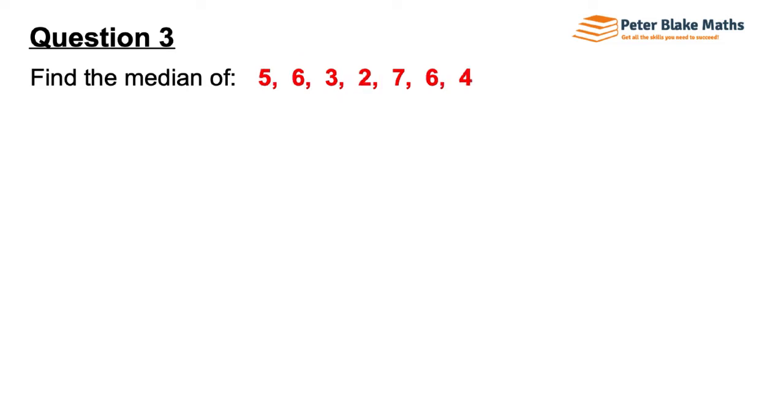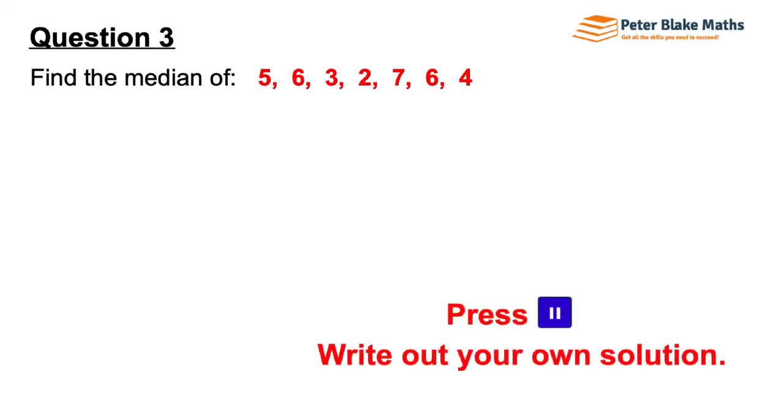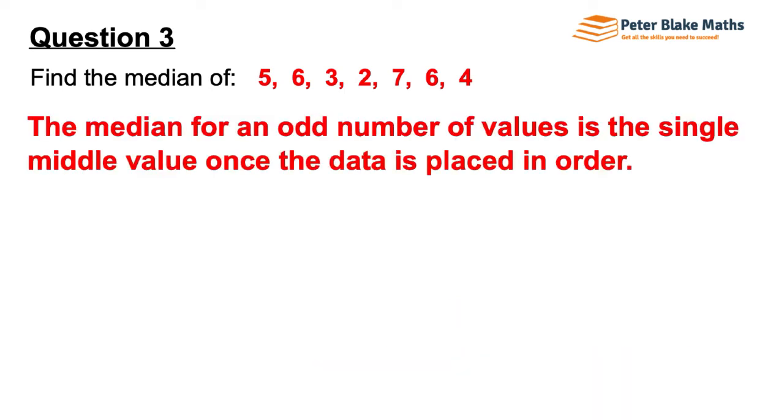Question 3. Find the median of 5, 6, 3, 2, 7, 6, 4. The median for an odd number of values, and we do have 7 scores here, is a single middle value once the data is placed in order. So this data is out of order as it stands, so let's put it in order. So that's the same data put in order there.